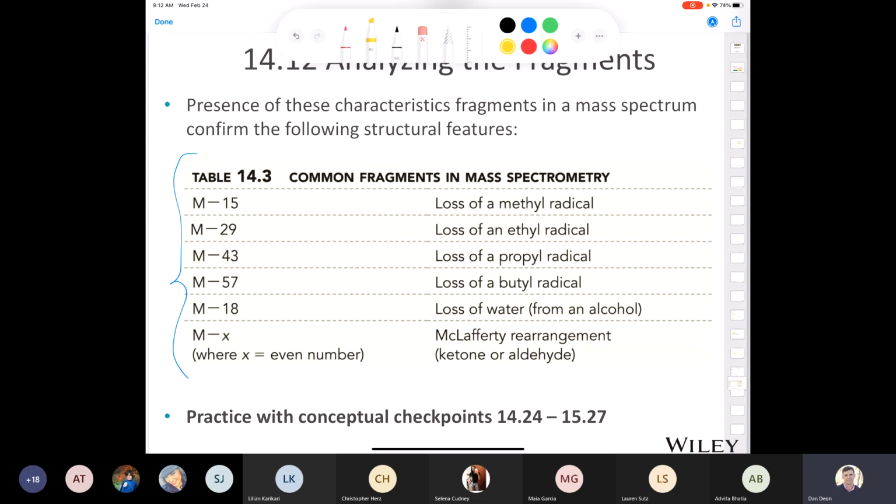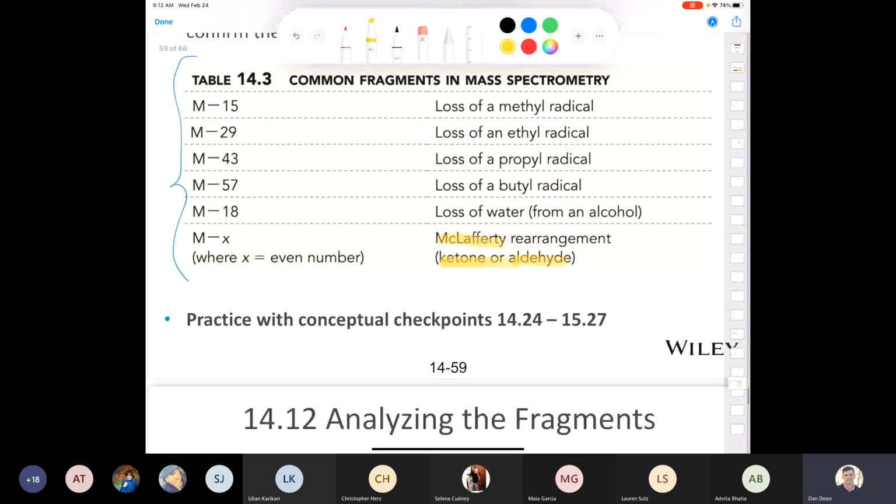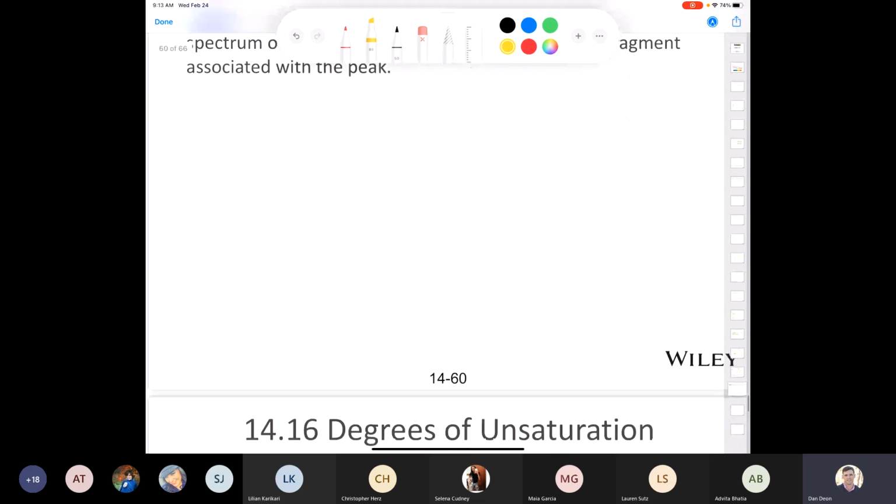They all count. Loss of 18 is water from an alcohol. That tells you you've got an alcohol. And when you have a loss of an even number that's not 18, you, my friend, have a ketone or an aldehyde, and it's based off of that fancy mechanism called a McLafferty rearrangement.